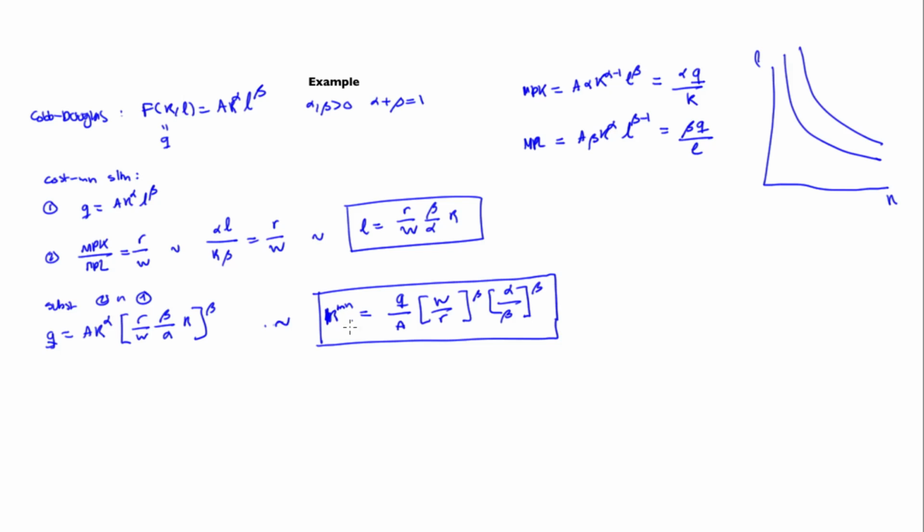Now that we have this, let me call this 3, we can substitute in 3, and again, after some algebra that I'm not going to write for you, we get that the L minimum is equal to Q divided by A, R divided by W to the alpha, and beta divided by alpha to the alpha. So now we also know what the minimum level of labor input is.